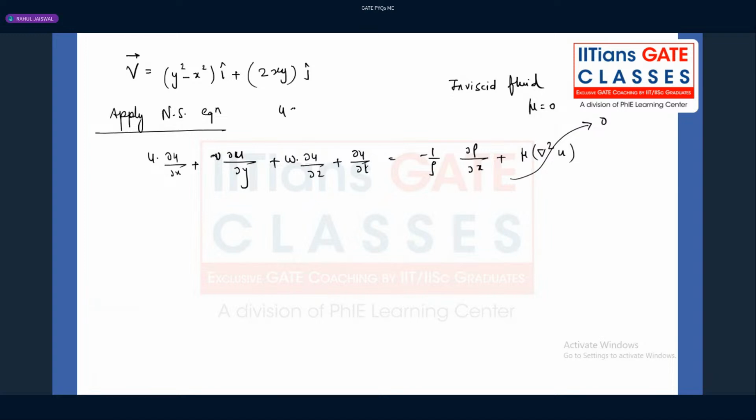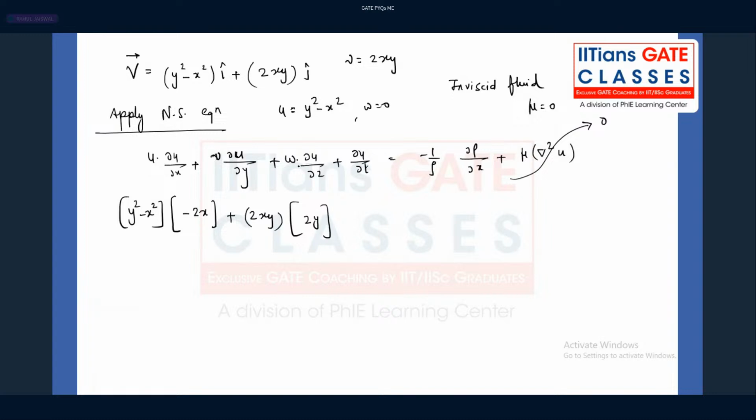So what is the u component? It is y square minus x square. And what is the v component? 2xy. So y square minus x square times ∂u/∂x, which is nothing but minus 2x, plus 2xy ∂u/∂y. Again, omega is 0. It is a steady flow. This also will be 0.